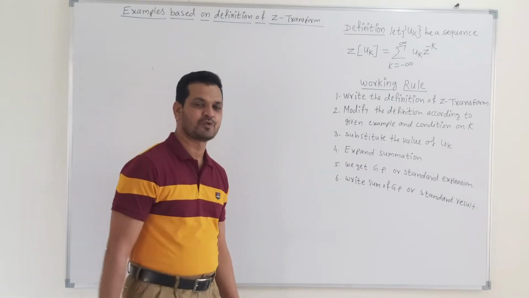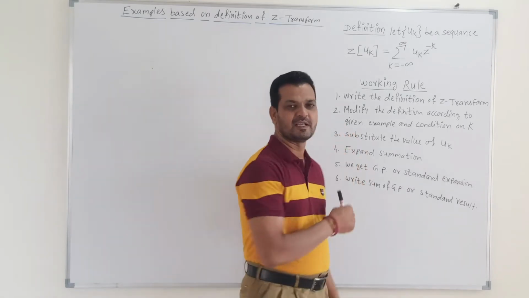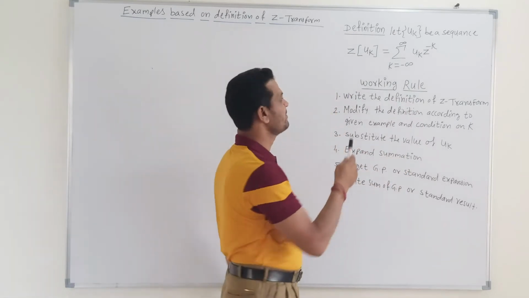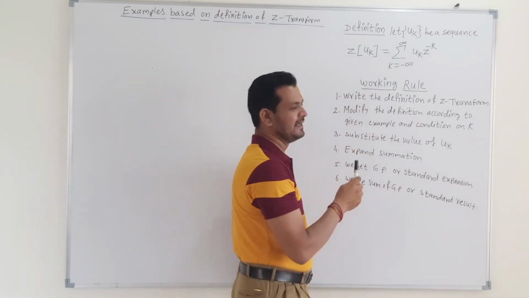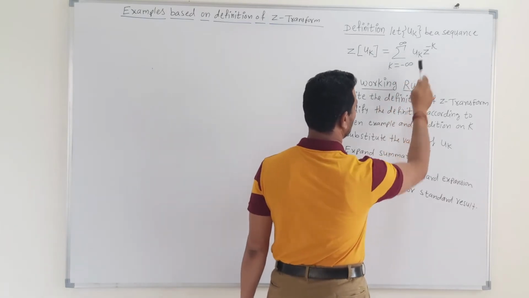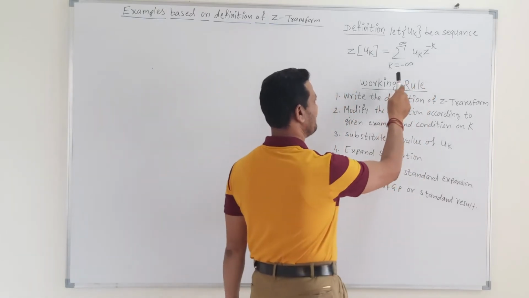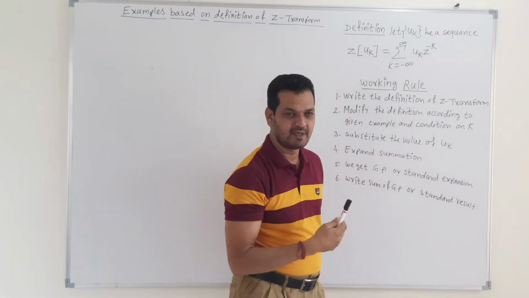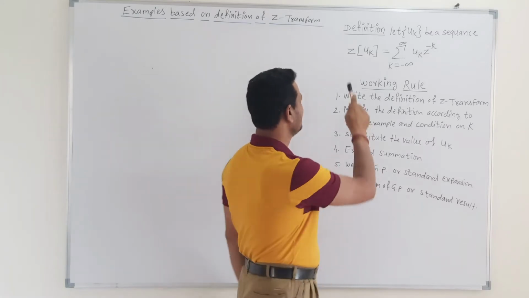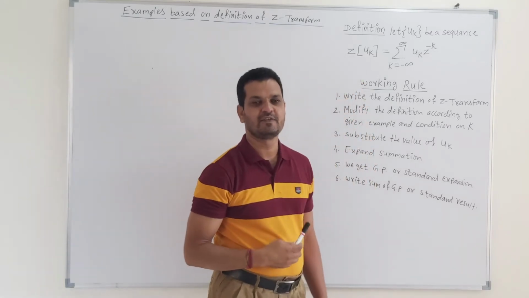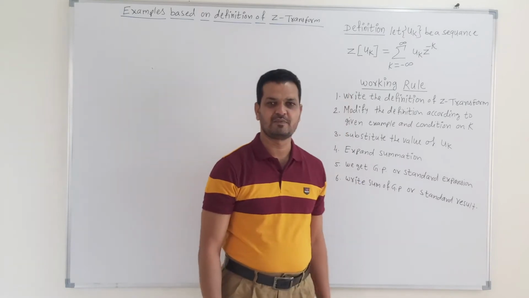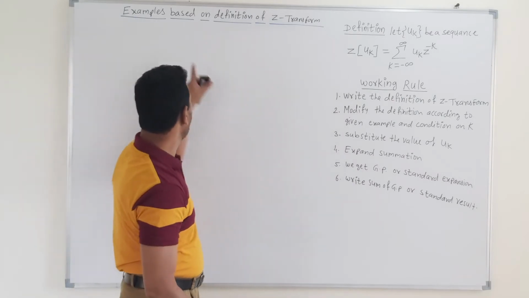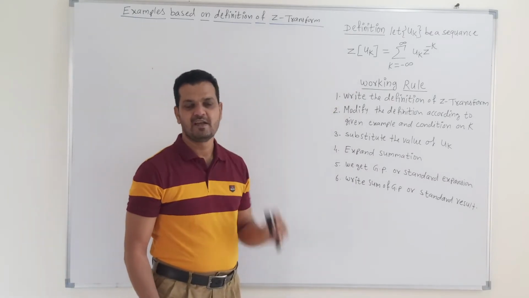Friends, in this video lecture we are going to learn how to solve the example based on the definition of Z transformation. Friends, already we know the definition of Z transformation. If UK be a sequence, then its Z transformation is denoted by Z transformation of sequence UK and defined as summation UK Z raised to minus k, where k goes from minus infinity to plus infinity. Then this Z is called a complex number which is of the form x plus iy, and this Z denotes the operator of Z transformation. So this is the simple definition of Z transformation. Our aim in this video lecture is to solve the example based on this definition of Z transformation.